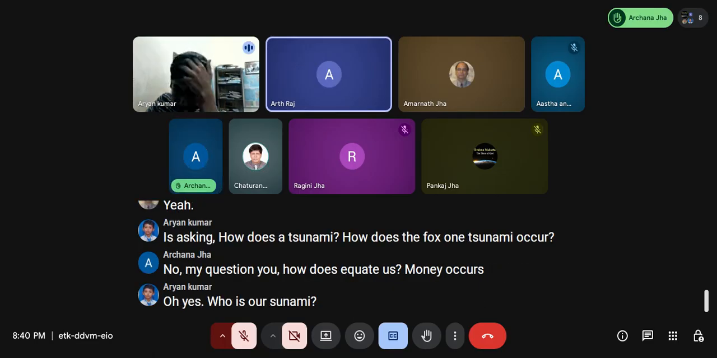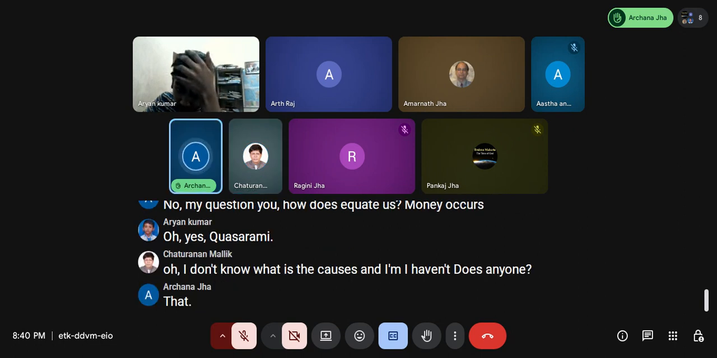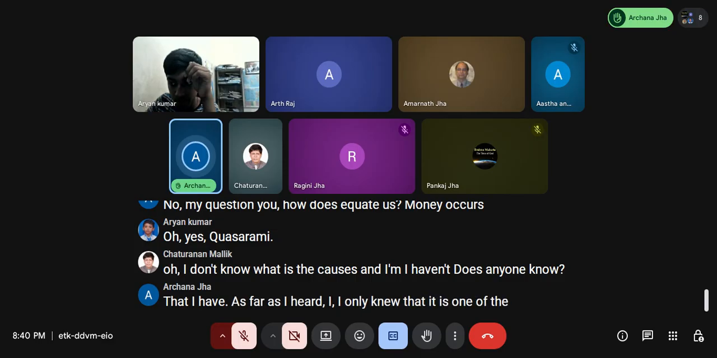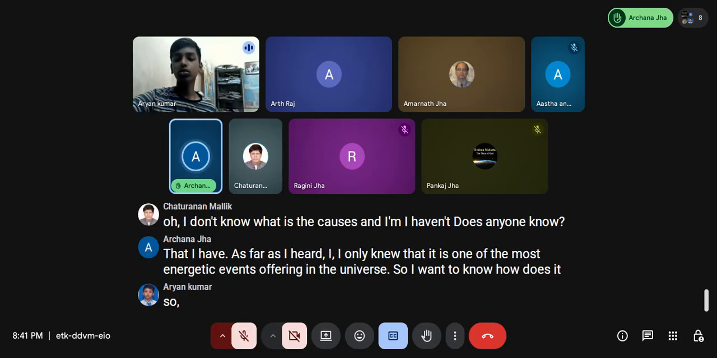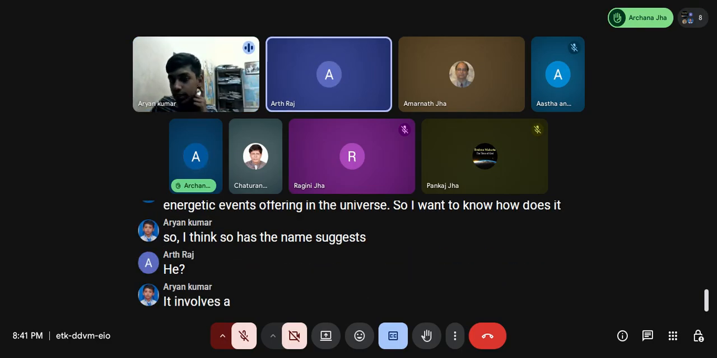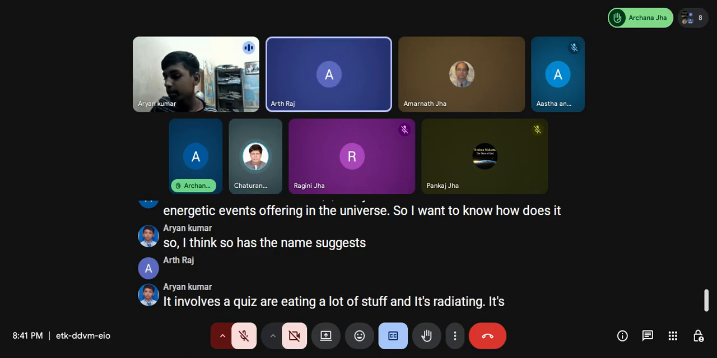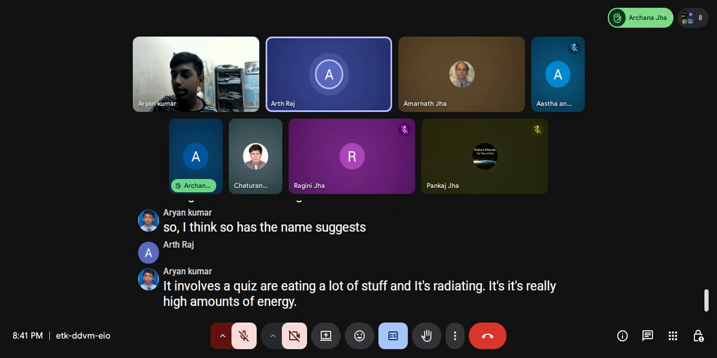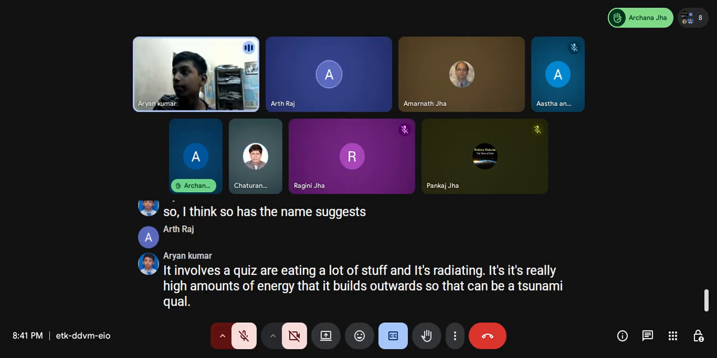Yes, quasar tsunami. I don't know what a quasar tsunami is. Does anyone know? As far as I heard, it is one of the most energetic events occurring in the universe. So I wanted to know how does it occur. I think, as the name suggests, it involves a quasar eating a lot of stuff and radiating high amounts of energy that repels outwards. So that can be a quasar tsunami.